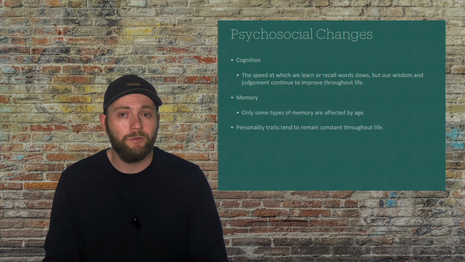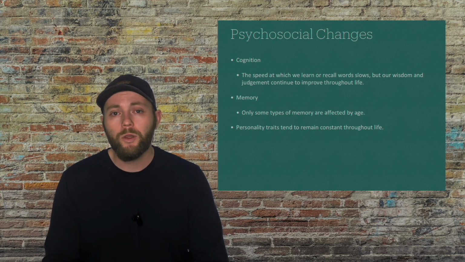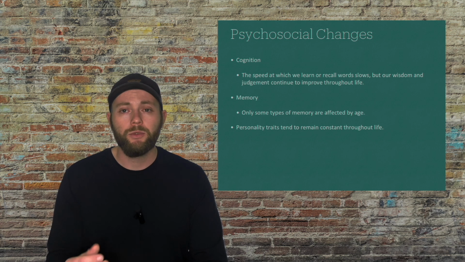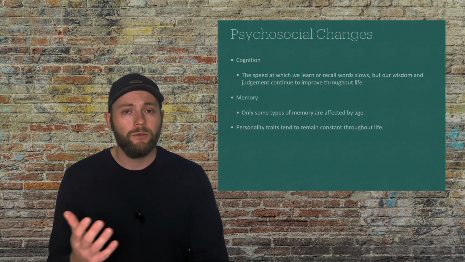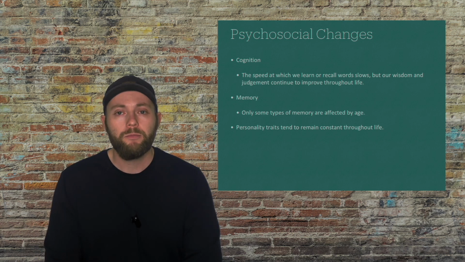Conscious remembering of facts and events declines with age, and our working memory also declines. Working memory is the ability to retain information and use that for a task. A good example would be remembering a phone number to either write down or type into a computer. Personality traits that are unique to each individual tend to remain intact throughout life.